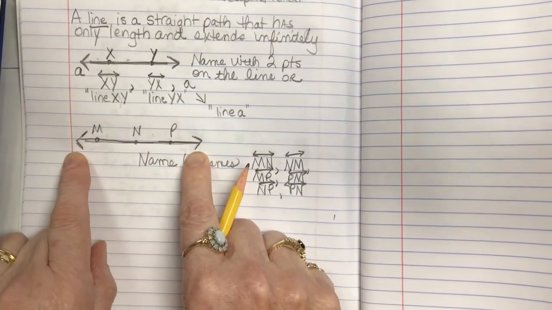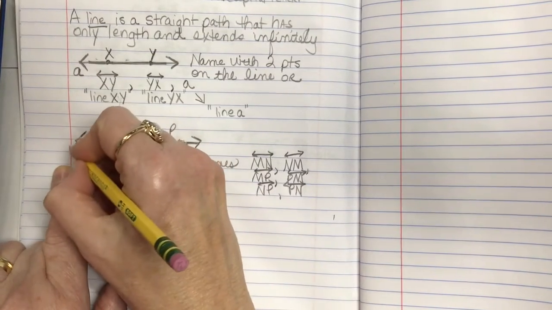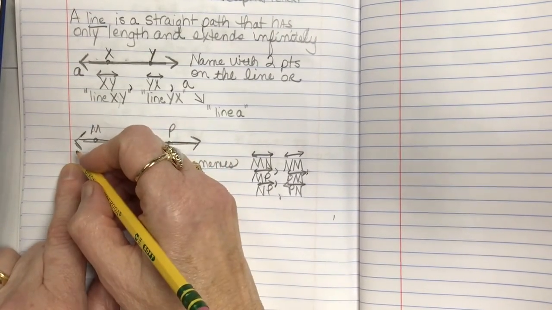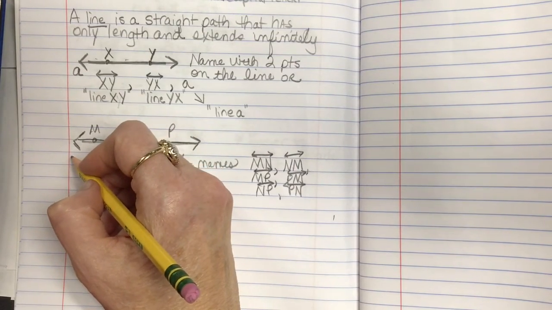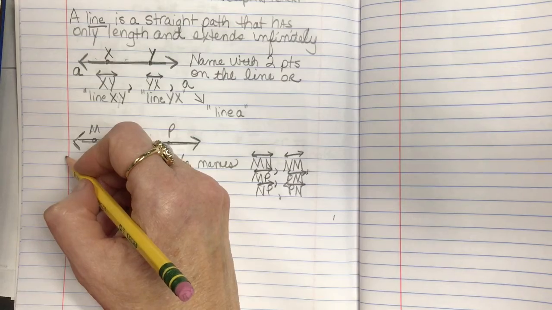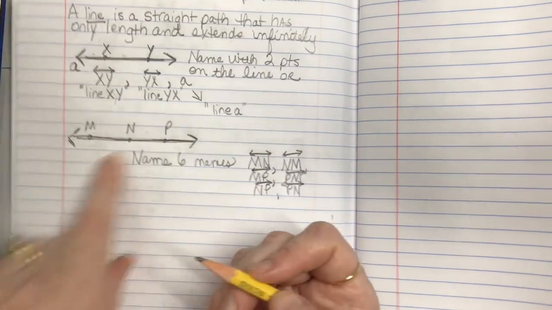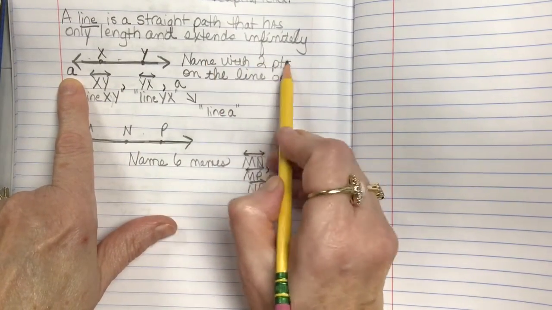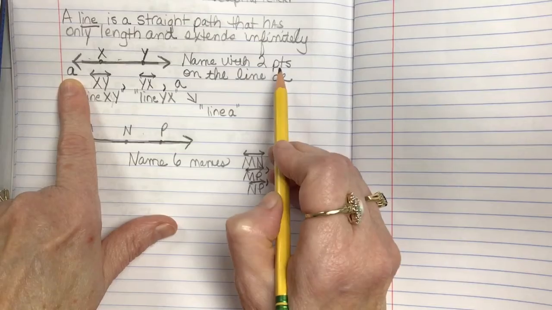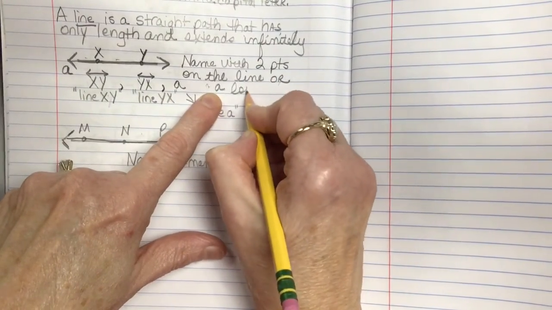Now, if there's no letter at the end, you wouldn't use that as one of your names. Usually I write them kind of cursive because I never write a regular L, because it looks like a 1. So I would put an L as a cursive looking one so you could tell what it was. Now, we didn't come back up here and say this. So we needed to say name with 2 points on the line or a lowercase letter.